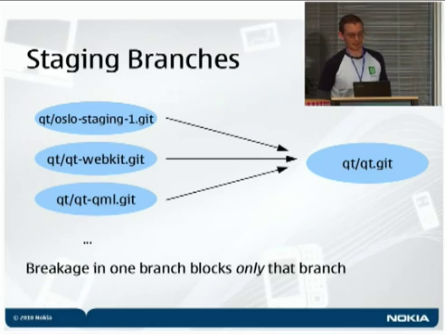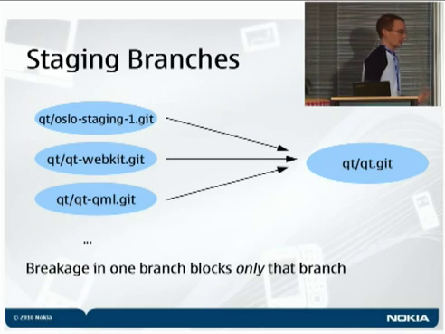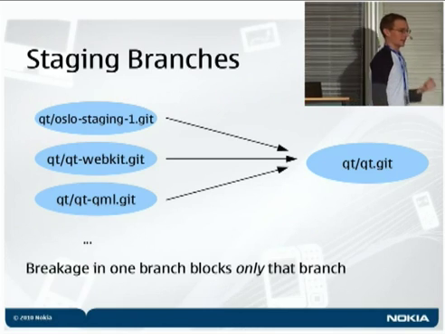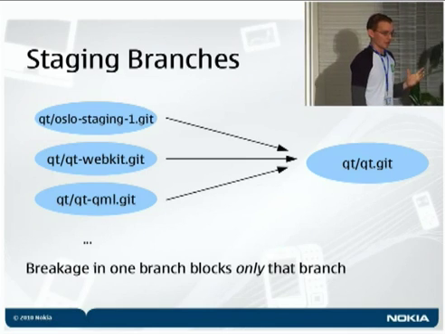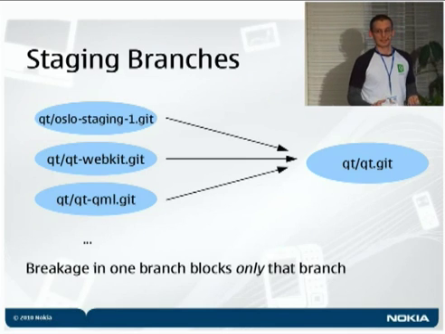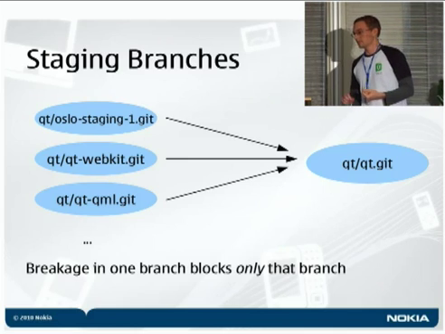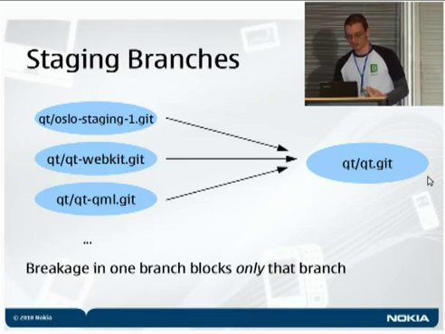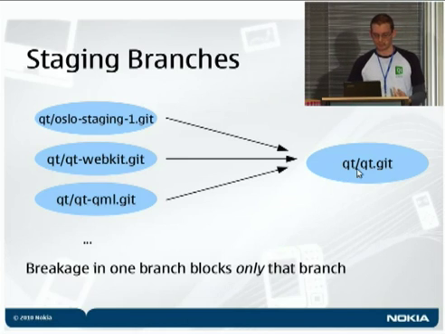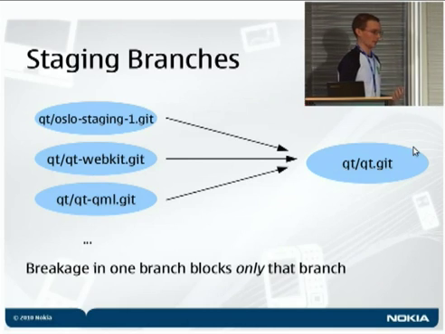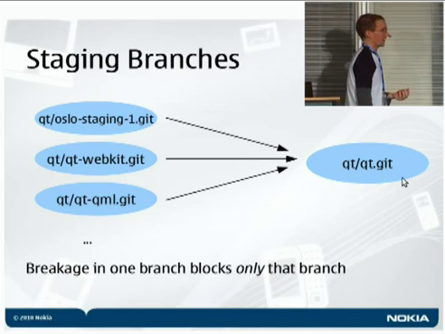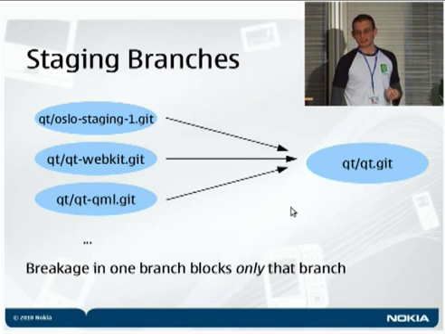which is staging branches. The basic idea with staging branches is that you take all of Qt development and you cut it up into a series of buckets. These buckets or staging branches are usually mapped roughly to some team or functionality in Qt. So you can see there's a Qt WebKit staging branch and a Qt QML staging branch.